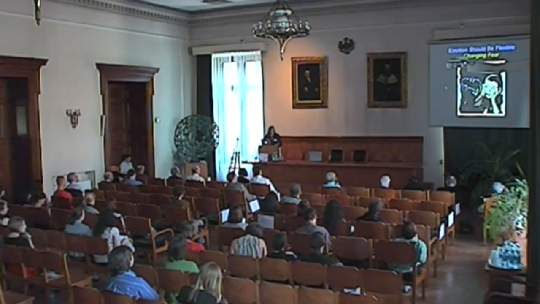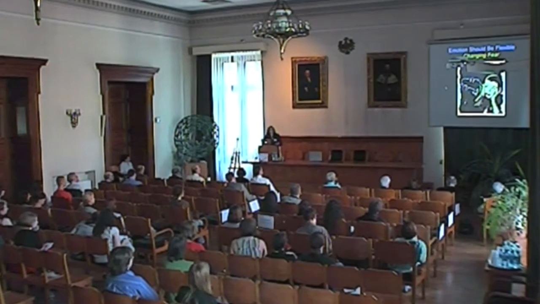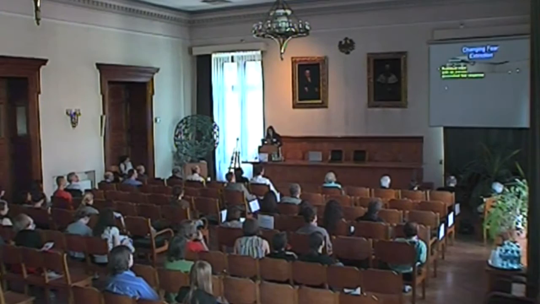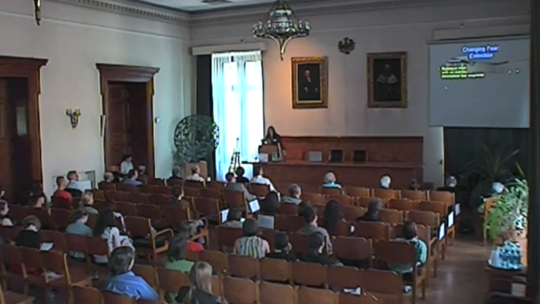And so in the last part of my talk, I want to talk about how we can change a fear response once we've acquired it. I'm going to talk about three different techniques we can use. The first, Joe talked about last night, and this is extinction learning. Extinction is simply repeated exposure to a learned fear stimulus with no aversive consequences, resulting in a diminished fear response.